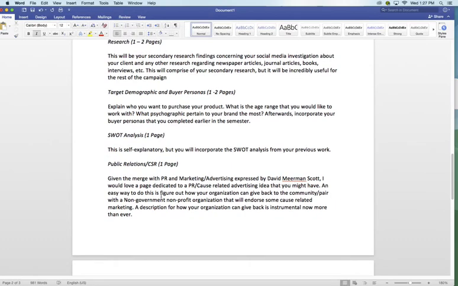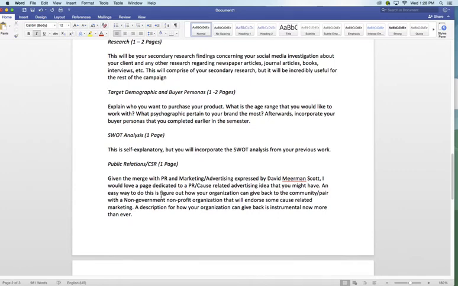I do want a page based on public relations. So given the merge with PR and marketing and advertising as expressed by David Meerman Scott, I really would love a page dedicated to PR or cause-related advertising that you may have. The best way to do this is to determine what is a good match for a way to give back to a community. So if it's a local business, you might want to consider some ideas that your brand identifies with and how they might be able to provide back to the community in this case.